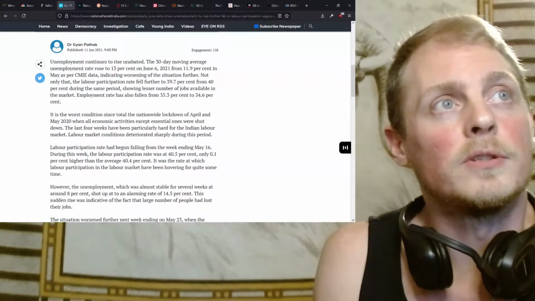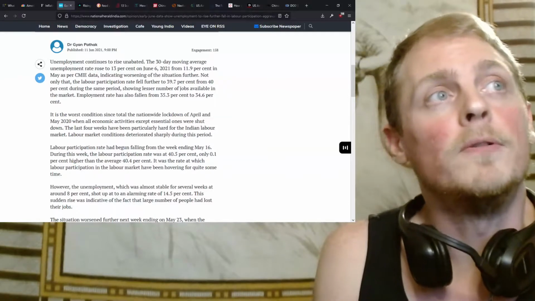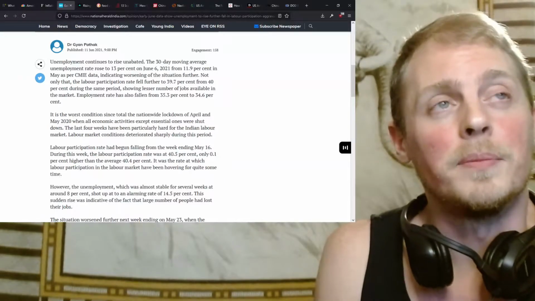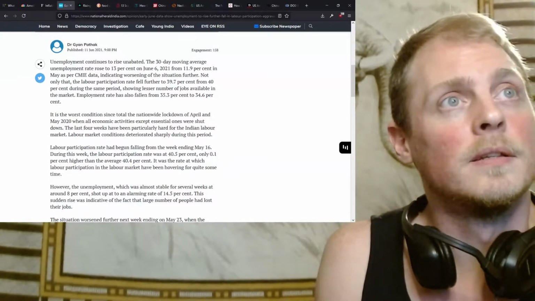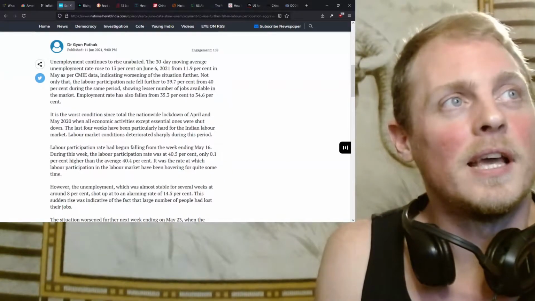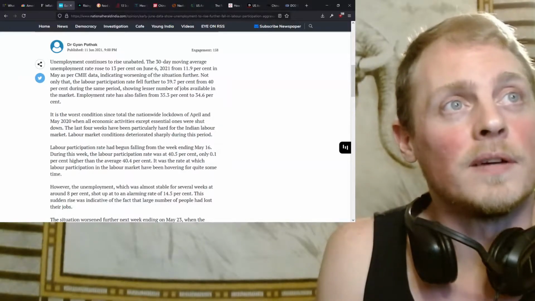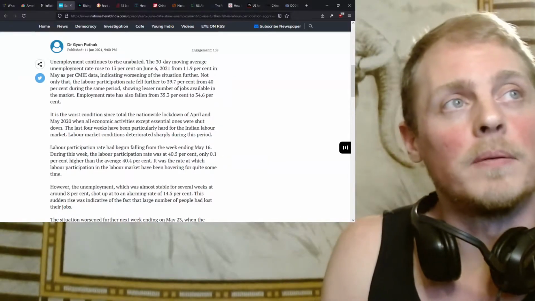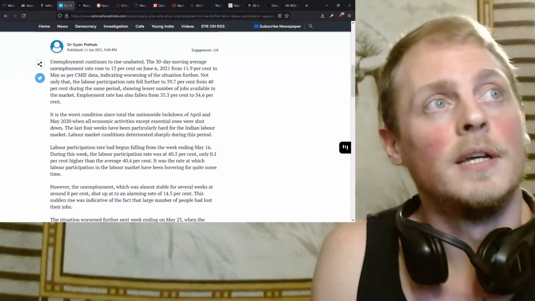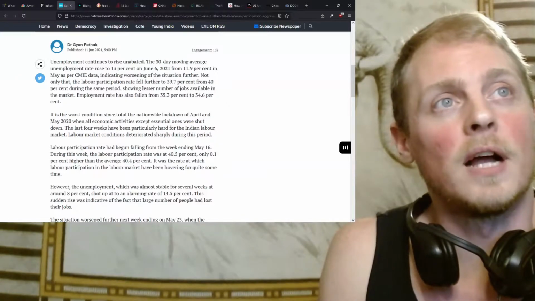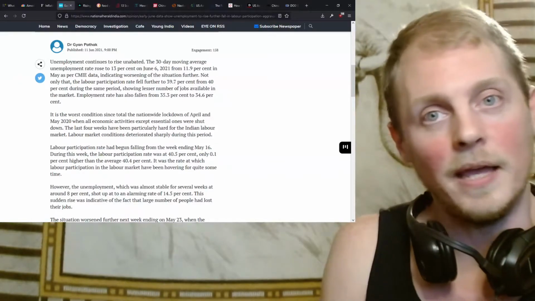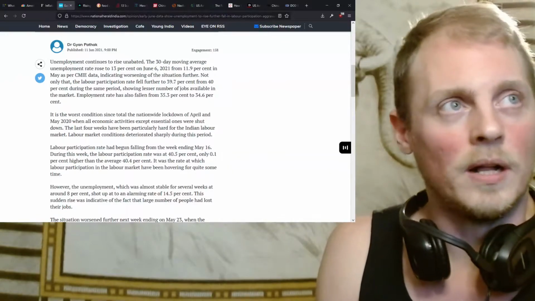Now, unemployment continues to rise unabated. The 30-day moving average unemployment rate rose to 13% on June 6th, 2021, from 11.9% in May, as per CMIE data, indicating a worsening of the situation further. Not only that, the labor participation rate fell further to 39.4% from 40% during the same period, showing a lesser number of jobs available in the market. So there's actually fewer jobs available because people aren't even able to pay their employees.